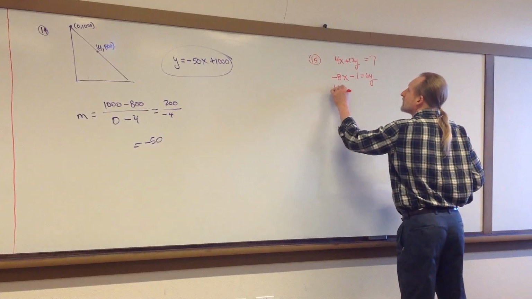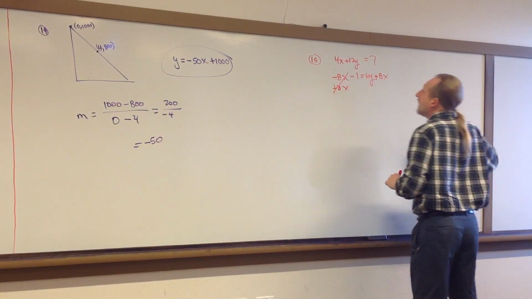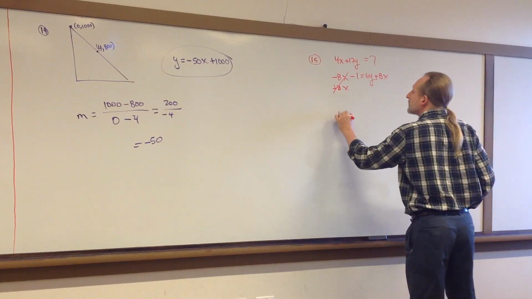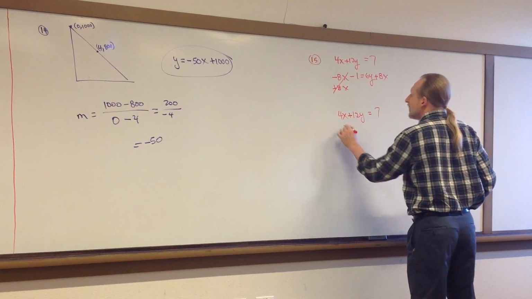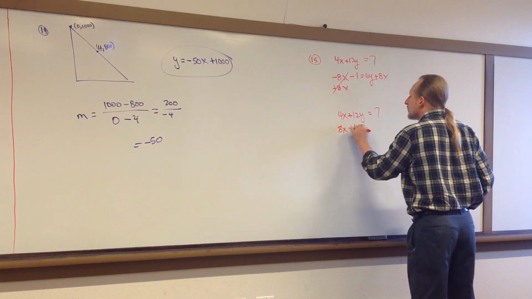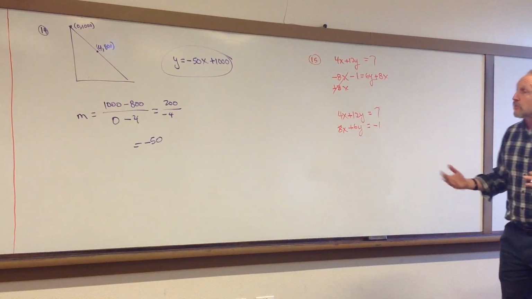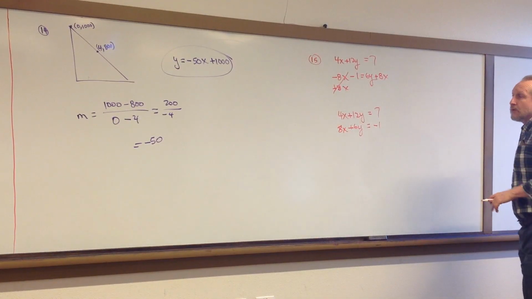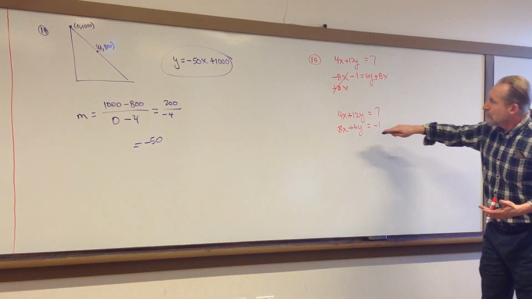So what I'm going to do is take this 8x, move it over here, and rewrite the whole thing. I'm going to say 4x plus 12y equals 7, and then 8x plus 6y equals -1. And there we go. Okay, so now to eliminate one of these variables, we can do either one.